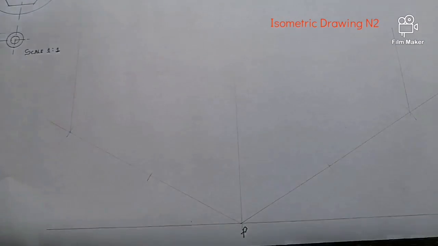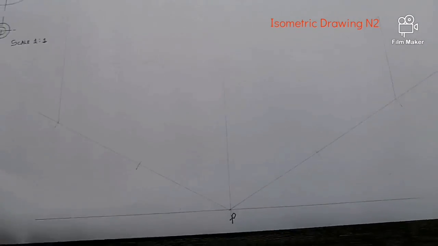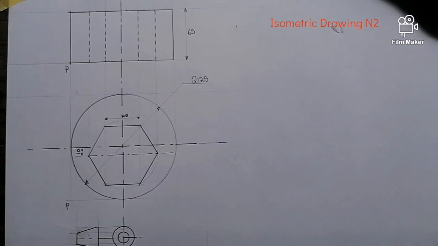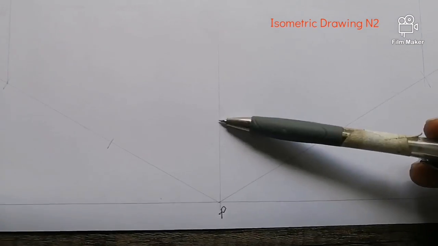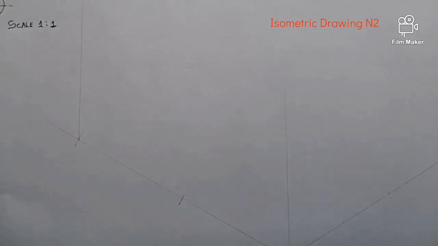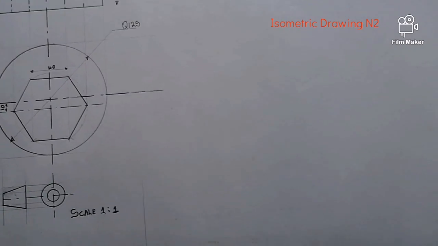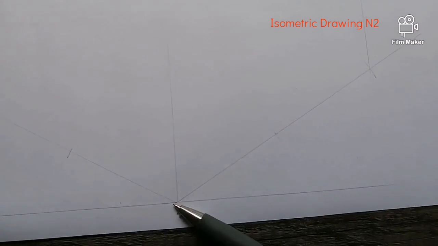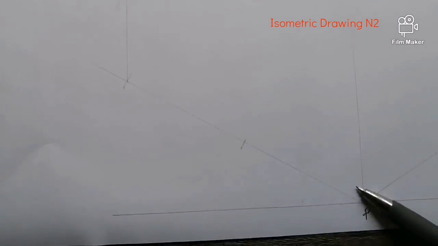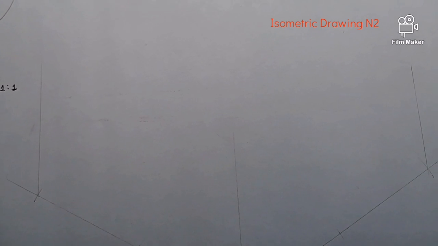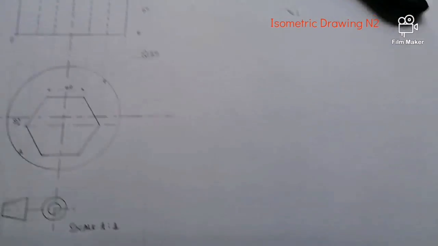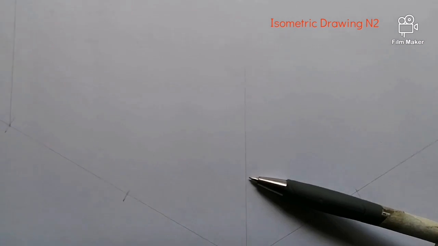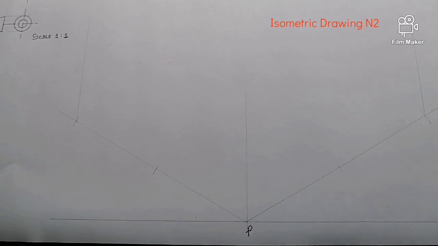Then from there, come to the height. From here till here, we are getting the height from the front view. So from here till here is 65, which means from here till here I am going to measure that 65. This is diameter 125, so from there till there is 125. So 125, not 65. The 65 is the height, isn't it? So now from P going up, measure 65, which is the height. Then do it.